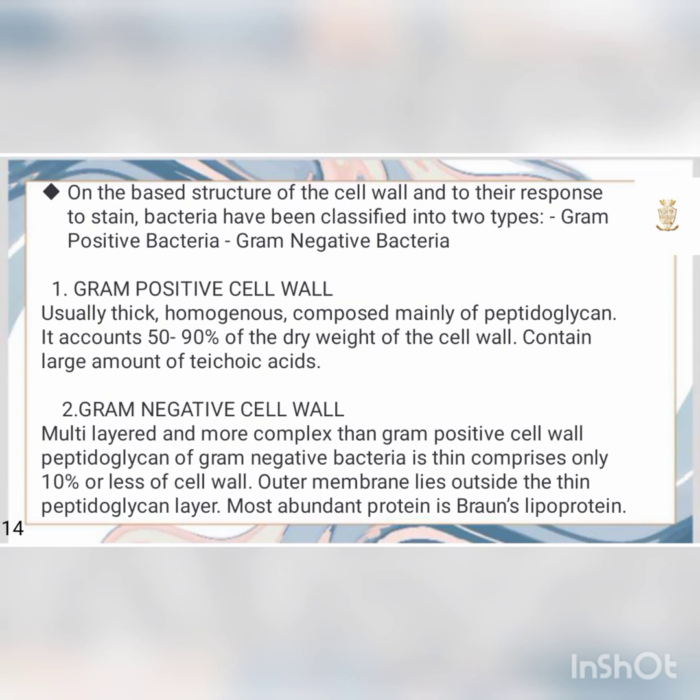But in case of gram-negative cell wall, they are multi-layered and more complex than gram-positive cell wall. The peptidoglycan it contains is very thin. Most abundant protein in gram-negative cell wall is Braun's lipoprotein.